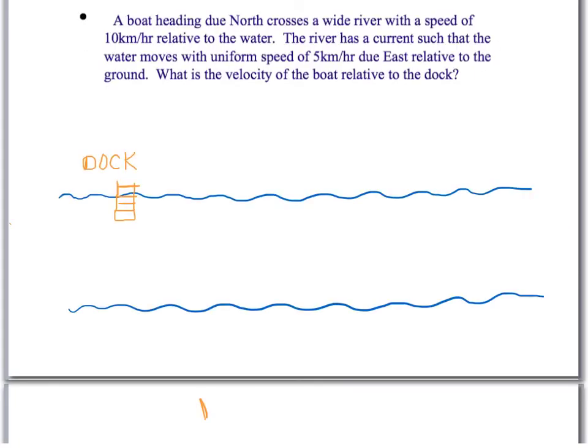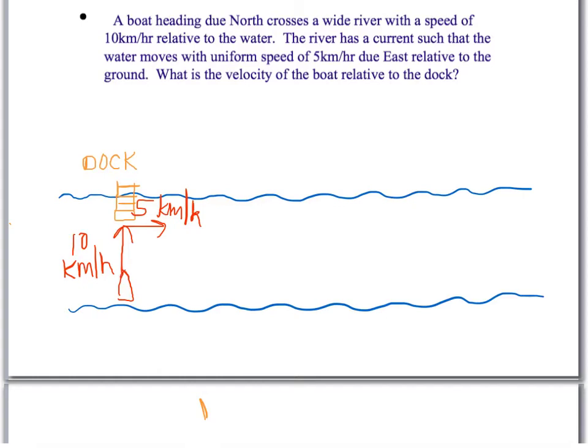Now let's look at an example of a relative velocity problem. Let's say you have a boat that's heading due north across a wide river, and the boat is able to travel at a speed of 10 kilometers per hour. The river is going to have a current so that the water moves with a uniform speed of 5 kilometers per hour due east. And the question is, what is the velocity of the boat relative to the dock?